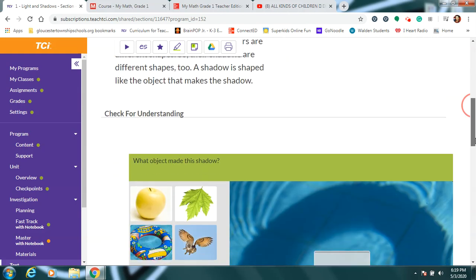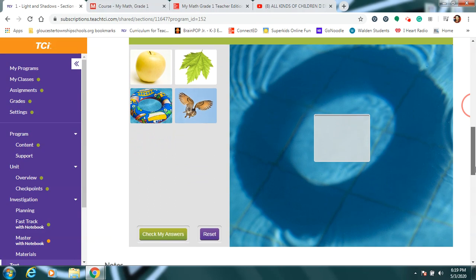So let's see what we're looking at here. See this shadow on the pool? Which of these things could have made that shape of shadow? Well, it doesn't look like it has wings, so it can't be that bird, right? And it has curvy lines, so it doesn't have these pointy parts like the leaf. It is round like the apple. Could it be the apple? I don't think so either, because this has an open space in the center, doesn't it?